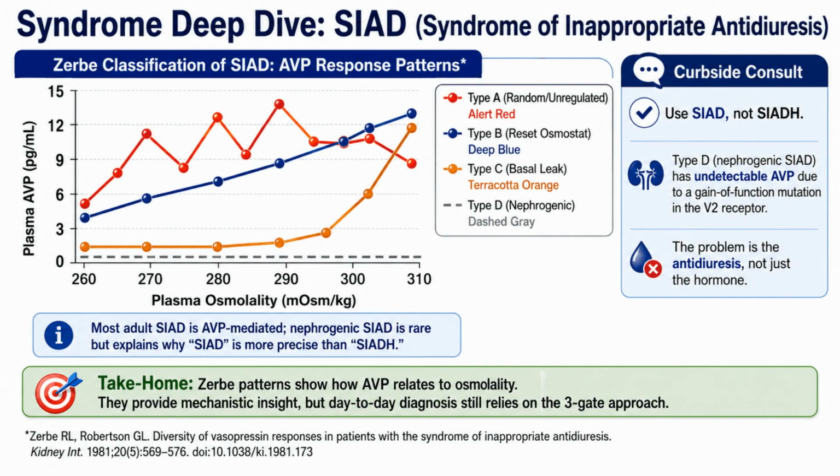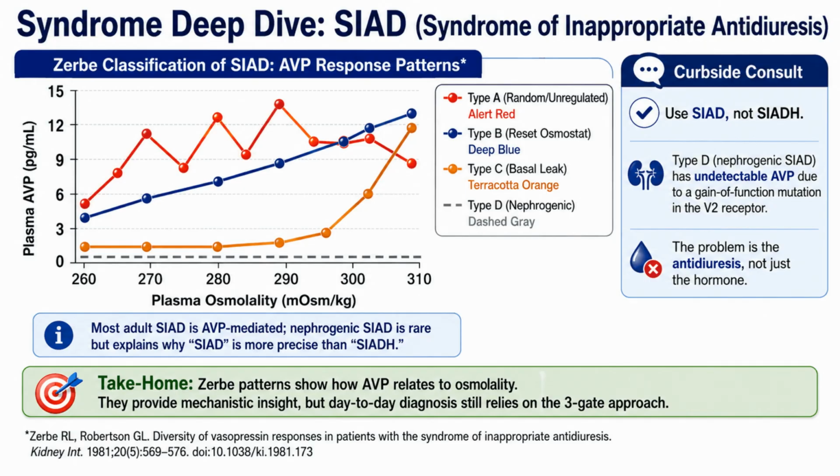SIAD stands for Syndrome of Inappropriate Antidiuresis. Many clinicians still say SIADH, Syndrome of Inappropriate Antidiuretic Hormone Secretion. But SIAD is more precise, because the problem is the antidiuretic effect, not always a measurable excess of hormone. Classic SIAD is mediated by AVP, but rare nephrogenic forms exist where AVP can be low or undetectable because the kidney's V2 receptor is activated downstream. In those cases, the problem is still antidiuresis.